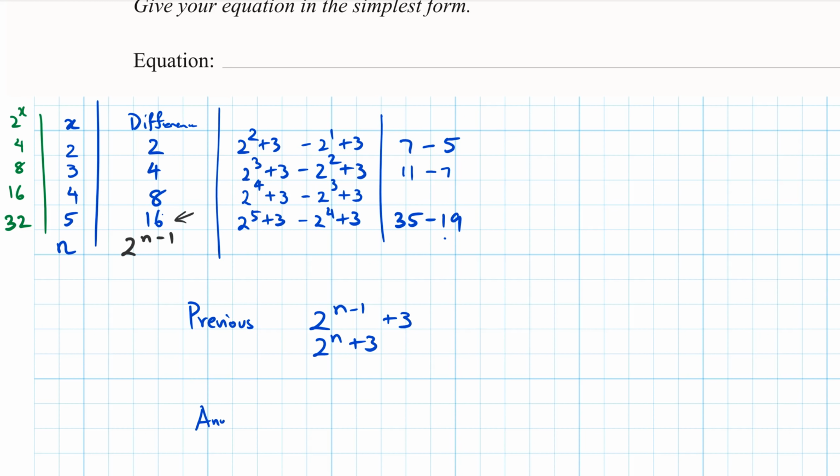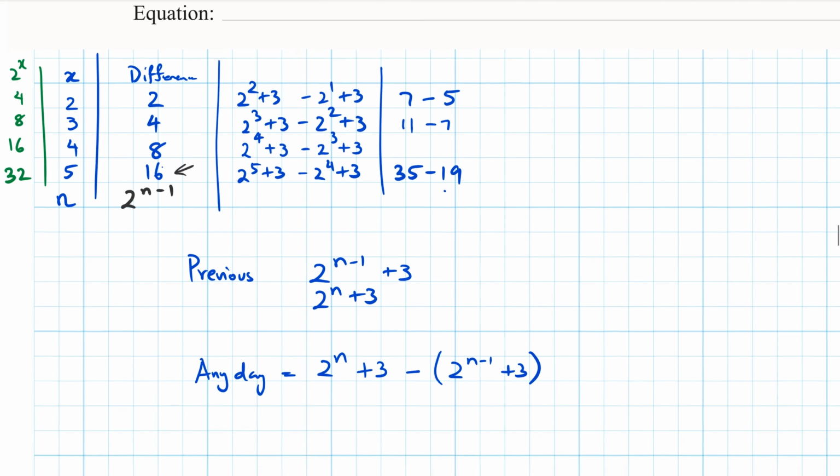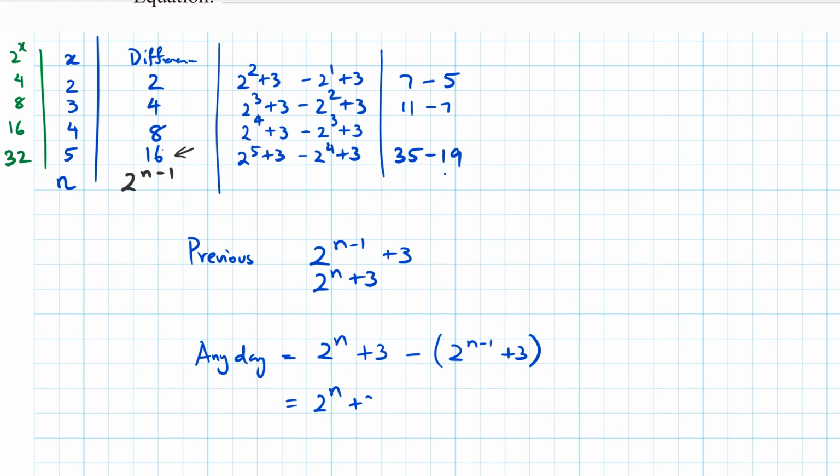So that means for any day, you're going to get 2 to the power of n plus 3 minus 2 to the power of n minus 1. Sorry, I just screwed that up. 2 to the power of n plus 3 minus, and I'm going to put this in brackets, 2 to the power of n minus 1 plus 3. So if I expand this out, I'm going to get 2 to the power of n plus 3 minus 2 to the power of n minus 1, and then minus times positive 3 is minus 3. So my two 3's disappear, and I'm left with 2 to the power of n minus 2 to the power of n minus 1.